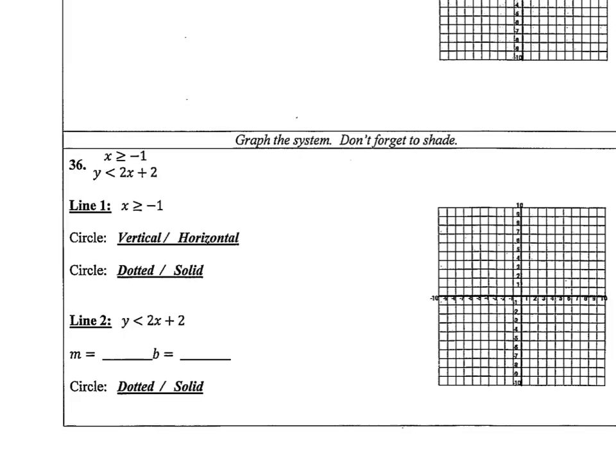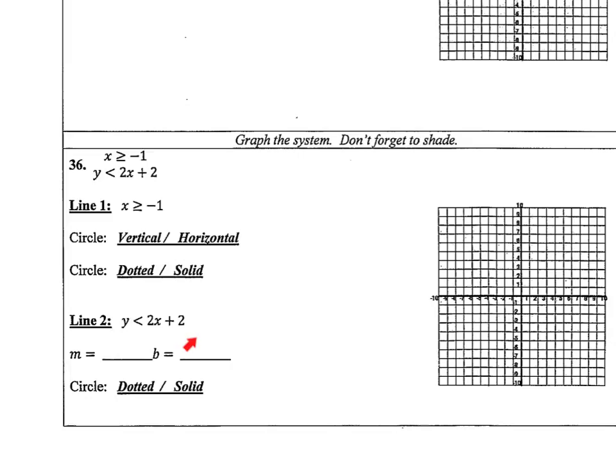On number 36, you need to graph this system. Don't forget to shade. So you got to graph x is greater than or equal to negative 1, and y is less than or equal to 2x plus 2. This is kind of nice. It's in slope-intercept form. There's nothing to change. This one's just crossing the x-axis at negative 1. This one you need circles. Is this a vertical or a horizontal line? It's crossing at negative 1. Is it going to be a dotted or solid line?